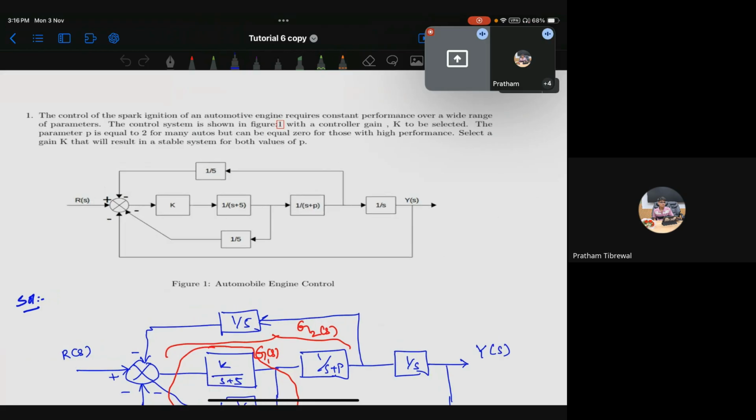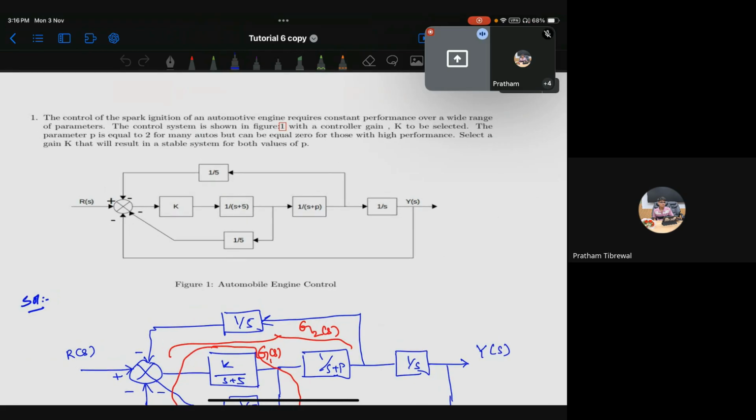So here, a spark ignition system of an automotive engine is given to you. We have input R of s and output Y of s. These gains represent different components in the system, where K is the controller.